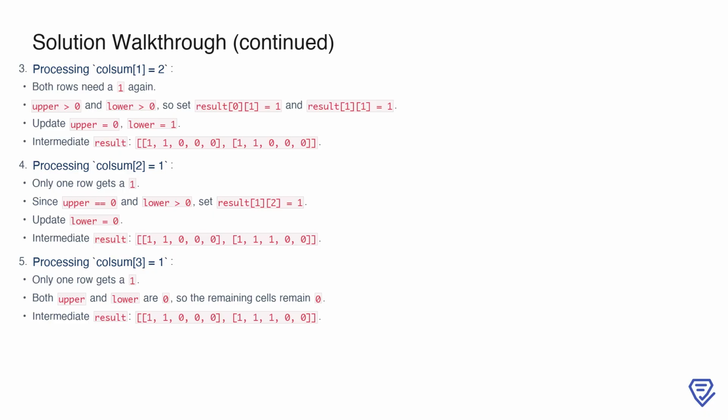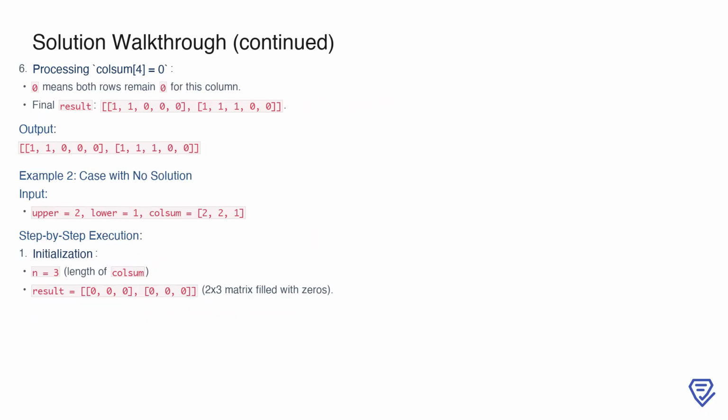The intermediate result stays as 1, 1, 0, 0, 0, 1, 1, 1, 0, 0. Finally, we process colsum[4], which is 0. Since colsum[i] is 0, both rows must remain 0 for this column. This means the result matrix is finalized as 1, 1, 0, 0, 0, 1, 1, 1, 0, 0. The output for this example is therefore 1, 1, 0, 0, 0, 1, 1, 1, 0, 0.